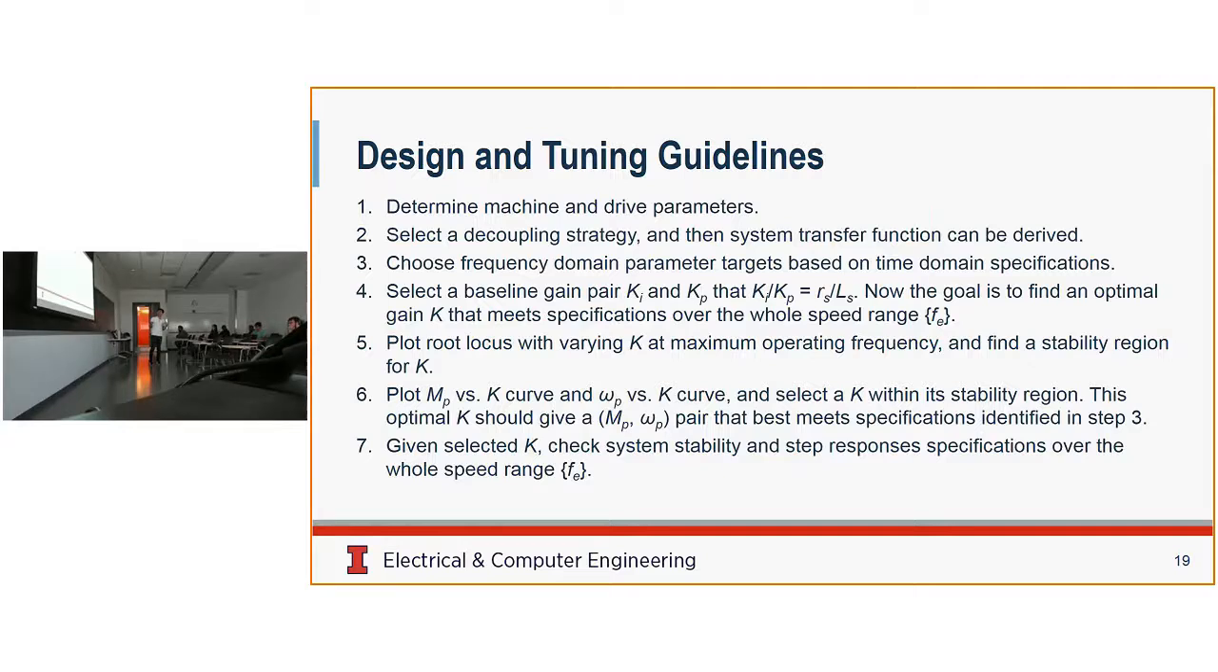And then you plot the root locus with varying K to find a stability region for K. And then you can choose a K that gives the best MP and omega P, the frequency domain parameters that best meet your specifications. And then with this K, you can check the system performance.